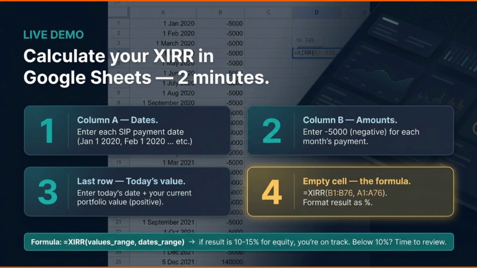You can actually calculate this yourself in Google Sheets or Excel in about 2 minutes. Just list your payment dates in column A, your negative 5,000 monthly investments in column B, the current date and portfolio value in the last row, and then use the XIRR formula.